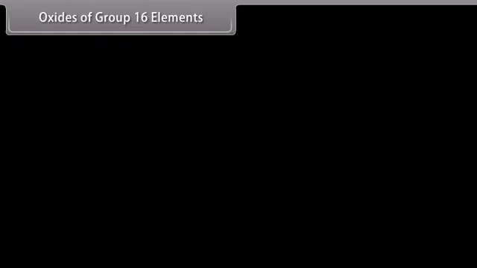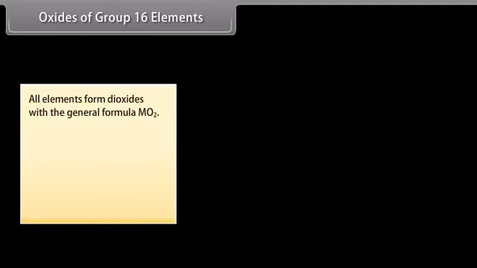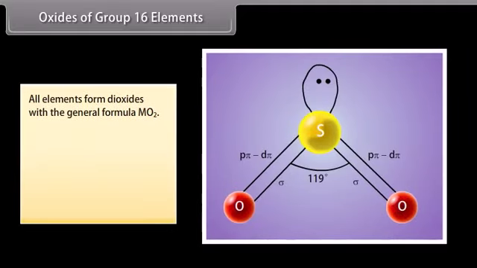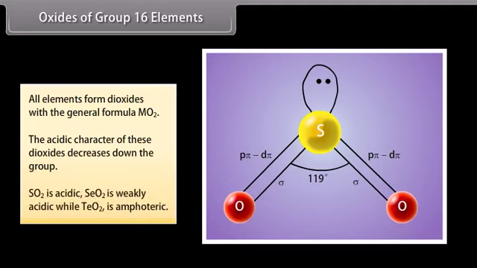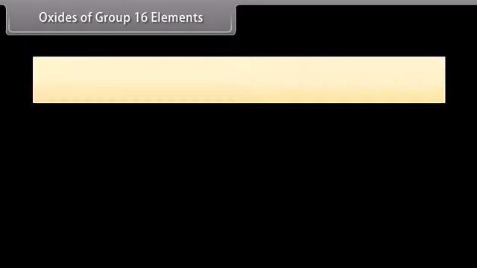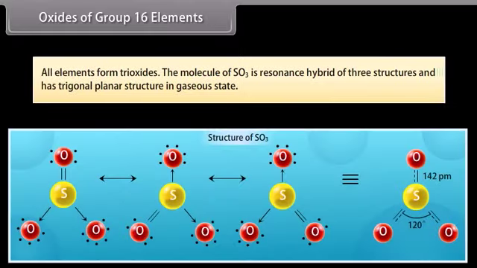Oxides of group 16 elements. All elements form a variety of oxides. All elements form dioxides with a general formula MO2. The acidic character of these dioxides decreases down the group. SO2 is acidic, SeO2 is weakly acidic, while TeO2 is amphoteric. All elements form trioxides.